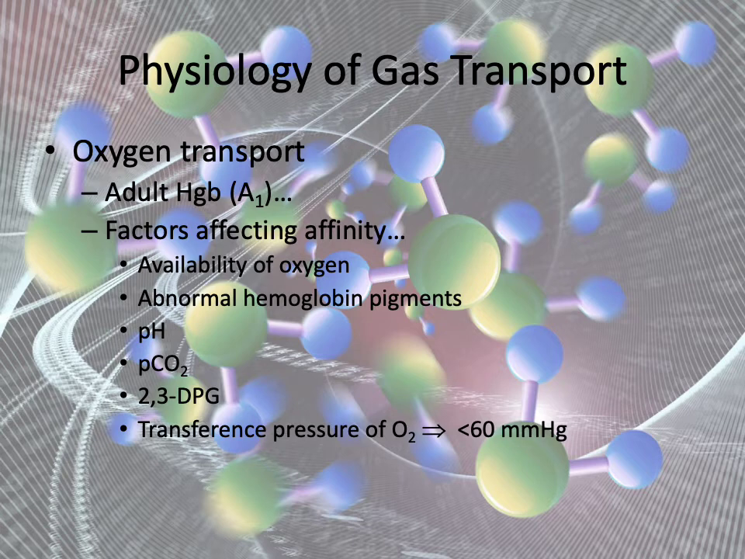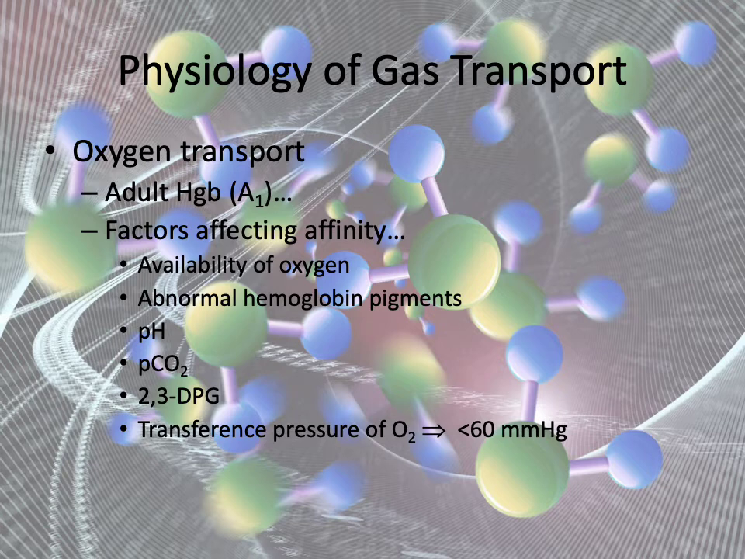Okay, next up is oxygen transport. Adult hemoglobin is hemoglobin A1, and it's good to keep that in mind because, if you remember from hematology, there are a number of abnormal hemoglobin pigments that will affect oxygen transport in the body. You've got methemoglobin, hemoglobin S, hemoglobin C, on and on and on. I'm not going to go through them all, but we're just going to be considering normal circumstances, adult hemoglobin or hemoglobin A1.